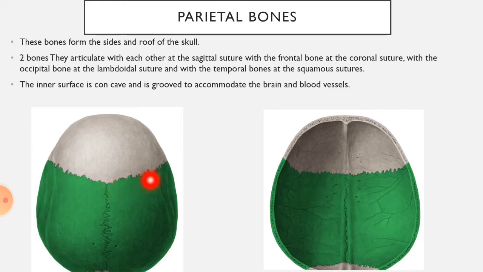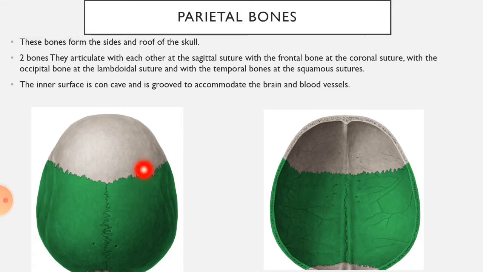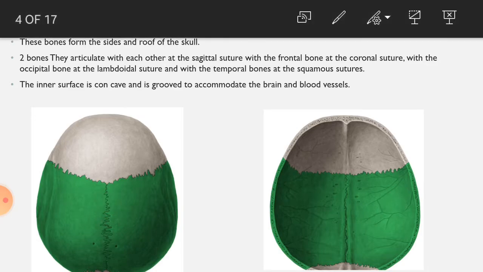Point 1 that we discussed is that the parietal bone forms the side of your skull, and it also forms the roof of your skull. In this image, you can appreciate two sutures. The joint that the parietal bone forms with the frontal bone is called the coronal suture. When the two parietal bones join at the midline, this suture is called the sagittal suture.